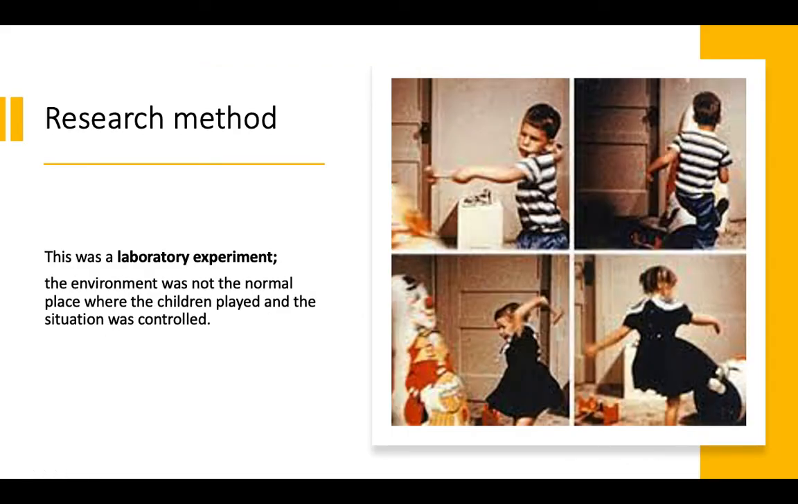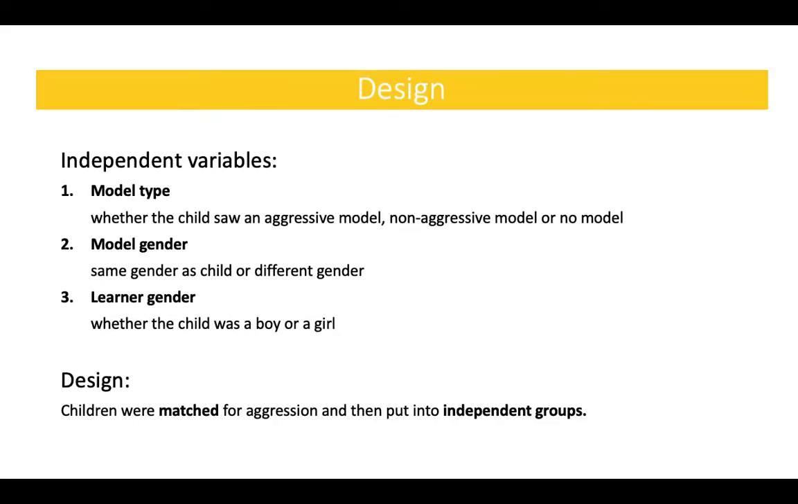So what we're going to use here is a laboratory experiment. The environment was not the normal place where the child played, and the situation was controlled. There are three IVs. One is the model type, whether the child saw an aggressive model, a non-aggressive model, or no model. We're also going to change the gender of the model. Is it going to be the same gender as the child? So if the participant is a boy, will the model be a boy as well, or will it be a girl? We're going to change that. And the third is the gender of the learner, the participant, whether they were a boy or a girl.